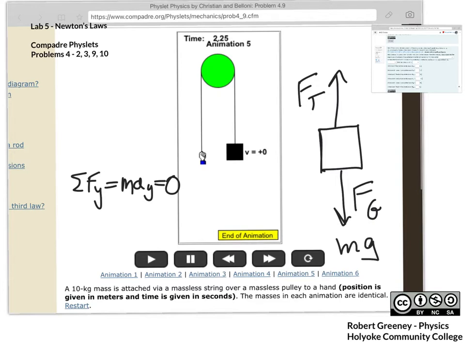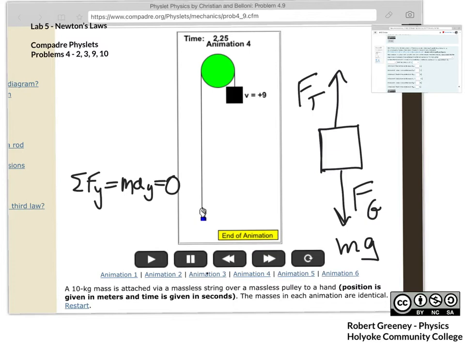Okay, let's look at animation 3. And play that. Okay, now it's going down with an acceleration. And animation 4, guess what it's going to do? You can probably guess. Oh, it goes up with an acceleration. So now the sum of the forces is not 0.